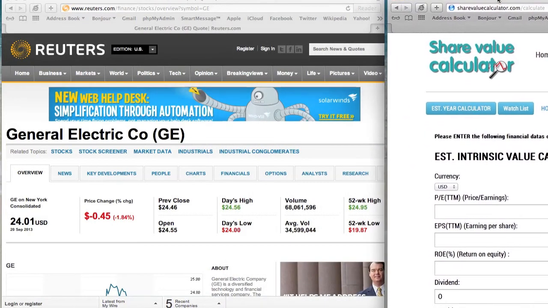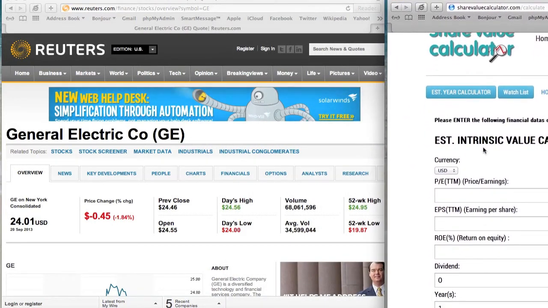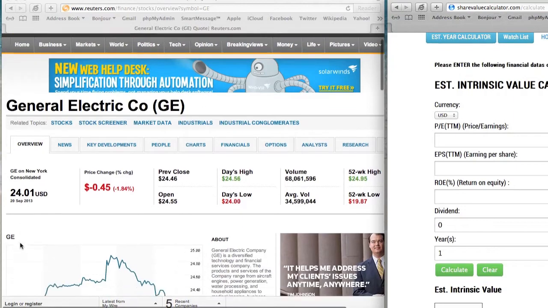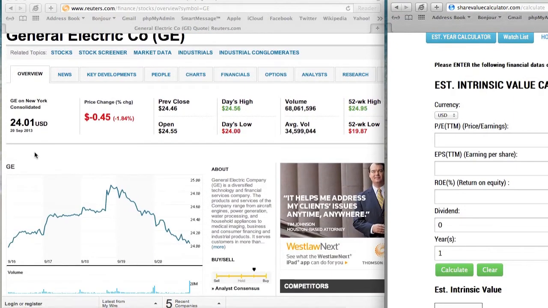In order to see and use the financial ratios of a company, I usually use Reuters webpage. It's easier to use the system if you open the two windows simultaneously on the same screen. For example, let's check for General Electric stock price. I have already opened the page of Reuters to see the financial variables and ratios of GE. As you may see today, the current market price of GE is $24.01.